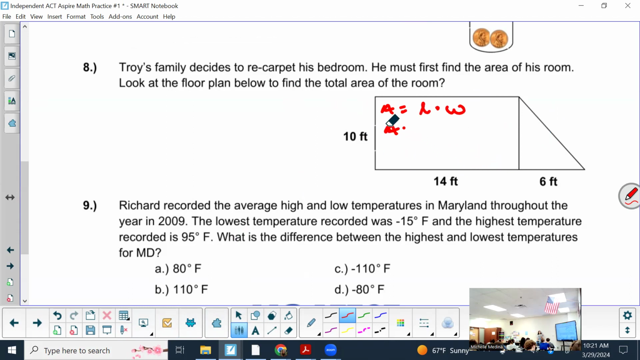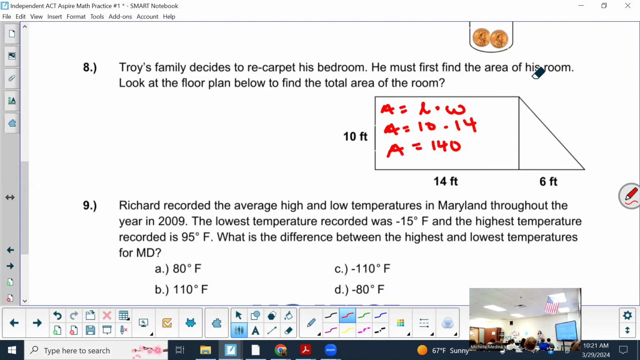So I would first find the area of the rectangle. 10 times 14, what do I get? 140 is the area of just the rectangle. You need to add it to the area of this triangle. Do you guys remember the area of a triangle?